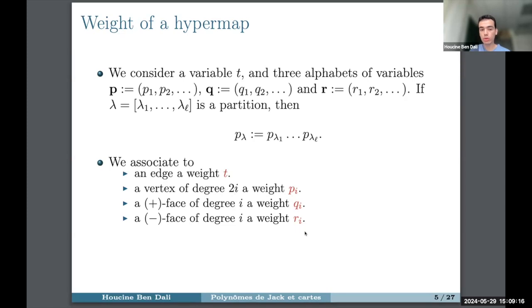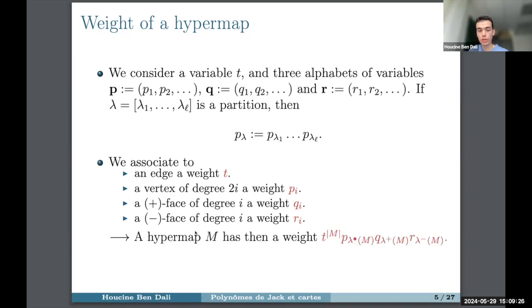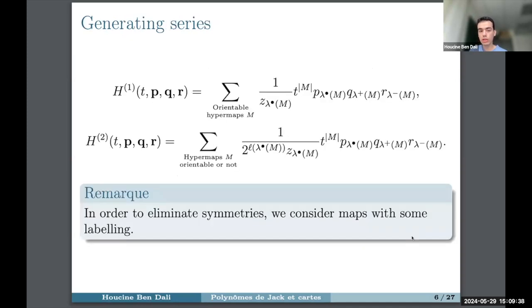And then we will take the product over all edges, vertices, and faces. So if we denote p_λ as the product of all the p_{λ_i}'s, the weight that we will obtain for a hypermap M is t to the power of the size of the map, p indexed by the vertex partition, q indexed by the plus partition, and r indexed by the minus partition. And then we can define generating series. These generating series depend on these 3 alphabets, P, Q, and R, and the variable t.